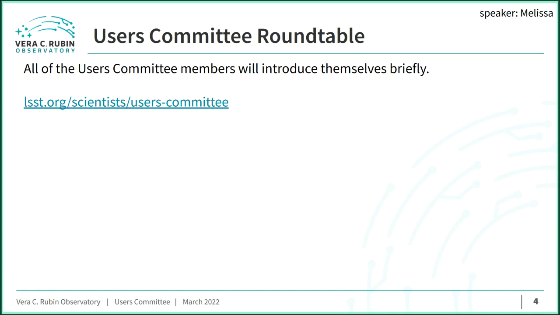Hi everyone, I'm Ashley Villar. I'm an assistant professor at Penn State University. I primarily think about core collapse supernovae and electromagnetic counterparts to gravitational wave sources. I do so largely from a machine learning type of perspective, and I'm primarily associated with the Transients and Variable Stars scientific collaboration.